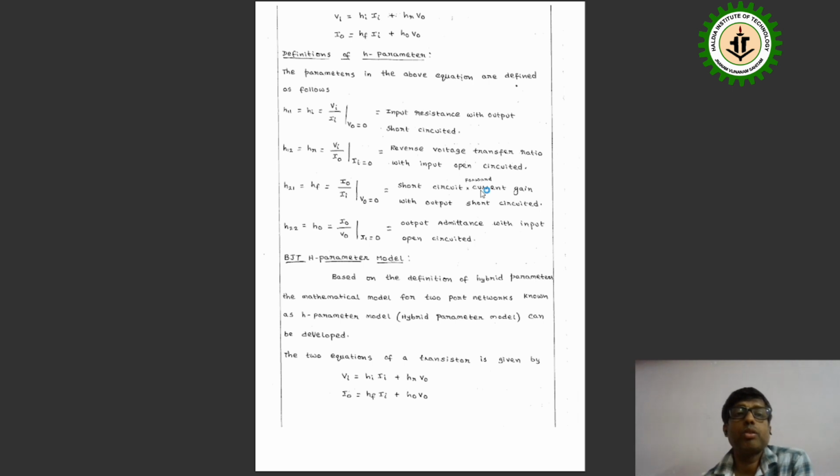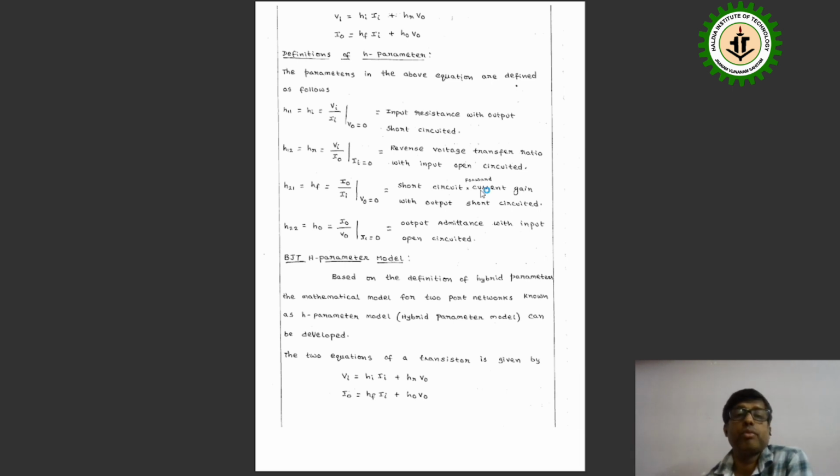In the same way, you can determine H12 or HR. What is H12 or HR? It is the ratio of the input voltage to the output voltage, that is, the reverse voltage transfer ratio. When does it happen? When we put I1 equal to 0 here. I1 equal to 0 means the input circuit is open. Okay, the input circuit is open.